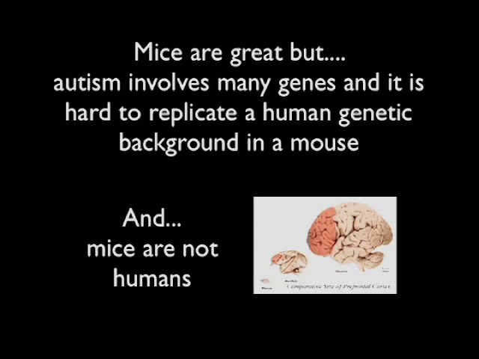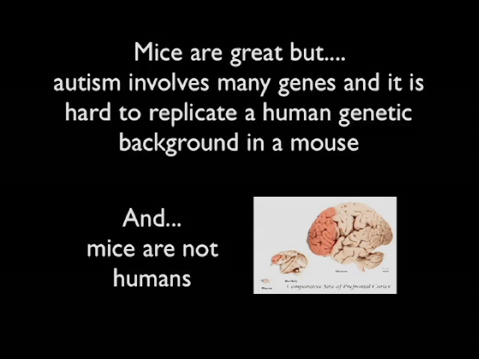But mice for sure are great. They're going to give us some great insights, but they also have some big problems. One of the problems is that despite what I told you about lack of penetrance, there is pretty good evidence that autism does involve the cooperation of many genes. We can make a mouse with one mutation, we can make a mouse with two mutations, but can we make a mouse with 50 mutations? No. We can't really replicate a human genetic background in a mouse.